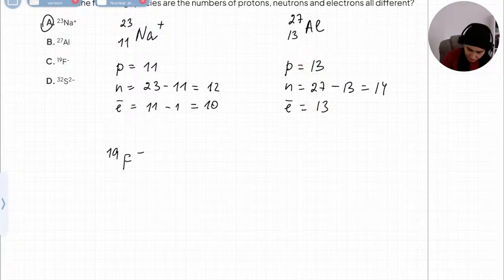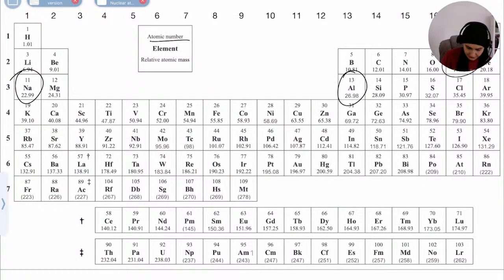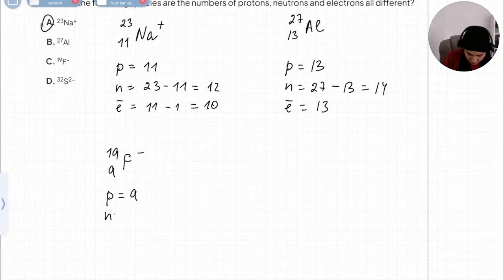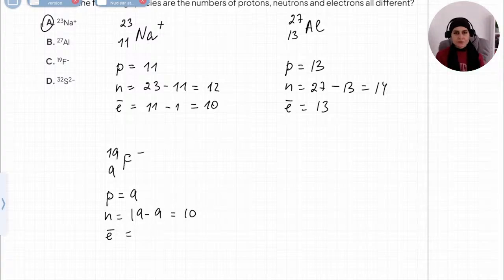Fluorine has an atomic number of 9. So 9 protons. Neutrons would be 19 minus 9. And electrons, in a neutral atom it would have been 9, but the charge is 1 minus, so it's plus 1 electron. So 10 electrons. So you see it's not an option because it has an equal number of neutrons and electrons.